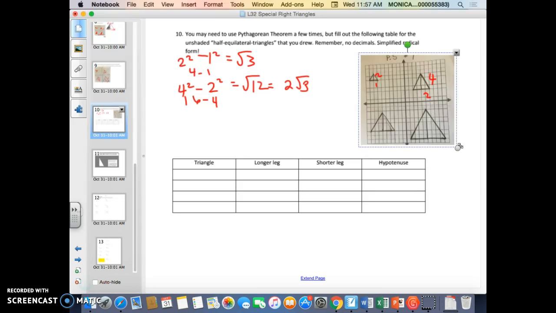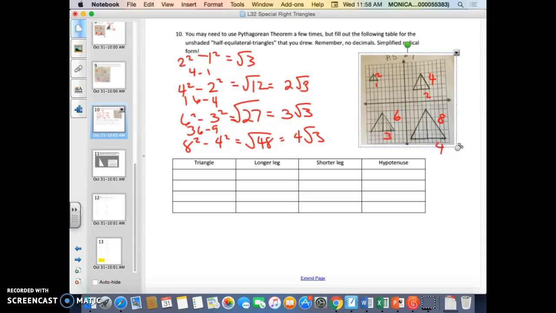And then the next one was a 6-sided, so the hypotenuse is 6 and the short side was 3. So this would be 6 squared minus 3 squared, which equals 36 minus 9, which is 27. So it's the square root of 27, which is 9 times 3, so this would be 3 square roots of 3. And the last one had a short side of 4 and a hypotenuse of 8, so 8 squared minus 4 squared, which equals the square root of 48, which is 4 square roots of 3.